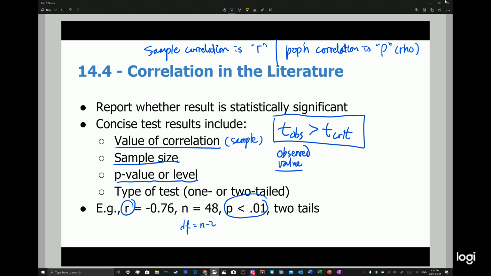I won't use the line so it won't look like a fraction. And then here is your critical value. Again, if you have an observed value which is more extreme than your critical value, then yes, you would reject the null. If it is less extreme, then no, you would fail to reject.